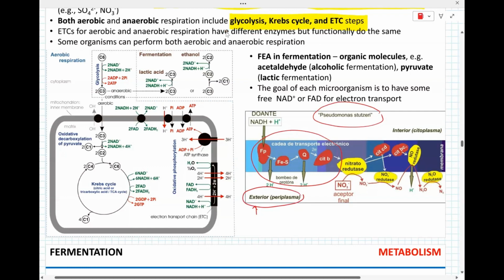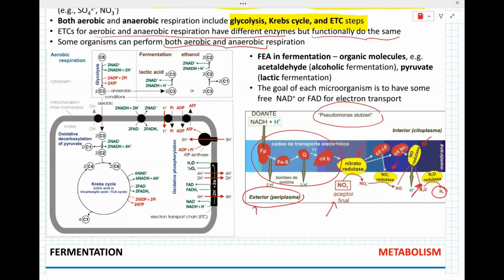The big difference, of course, is that instead of cytochrome C oxidase, the transfer of electrons to the final electron acceptor, nitrate, is carried out by a bunch of other enzymes such as nitrate reductase, nitrite reductase, nitric oxide reductase, and dinitrogen oxide reductase. In the end, it is reduced to molecular nitrogen. So, functionally, these processes are essentially the same, but the enzymes within the electron transport chain are different between aerobic and anaerobic respiration. Interestingly enough, some organisms can perform both aerobic and anaerobic respiration.